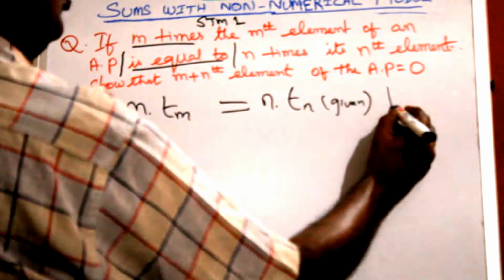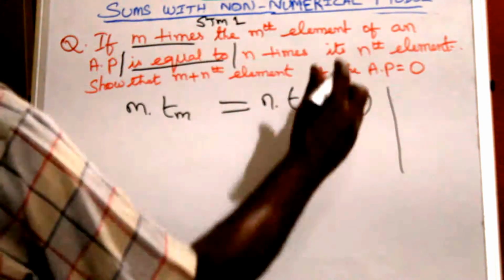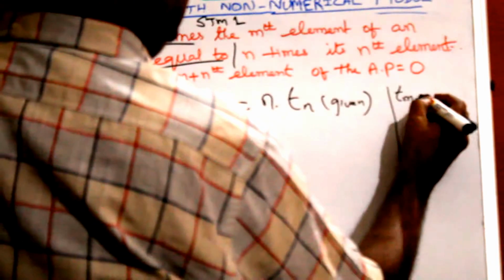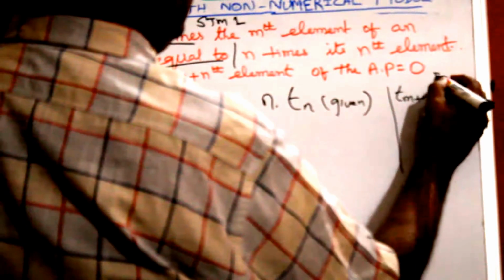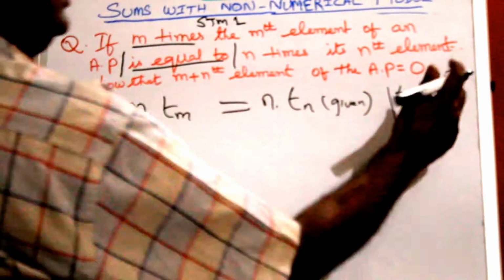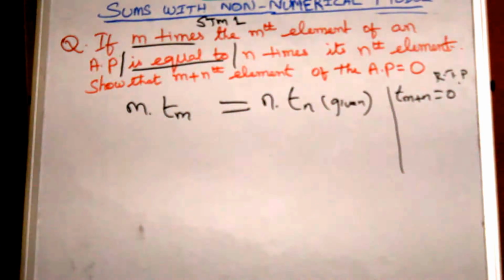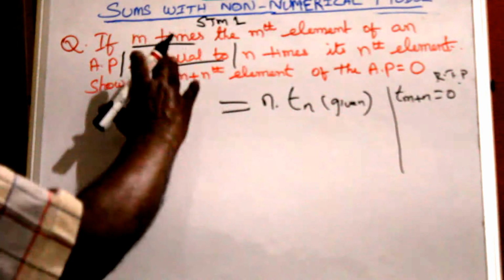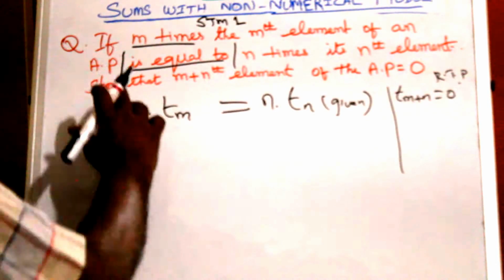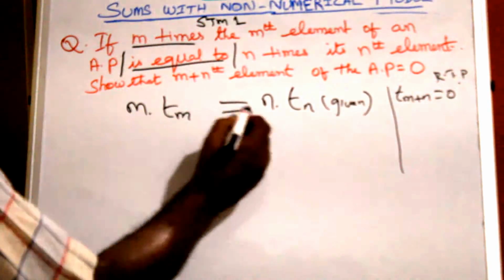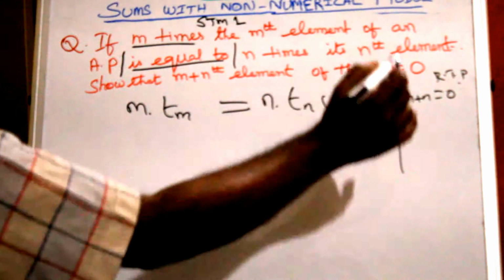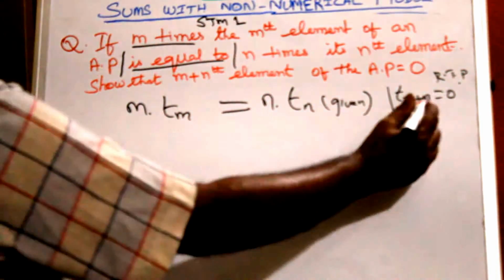And we have to prove that the (m plus n)th term is 0, Tm plus n equal to 0. This is required to prove. RTP means required to prove. So again I repeat, the sum says m times the mth element of an AP, so m dot Tm equal to n dot Tn is given. This you have to prove equal to 0.